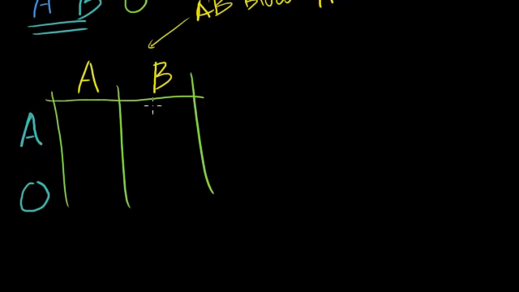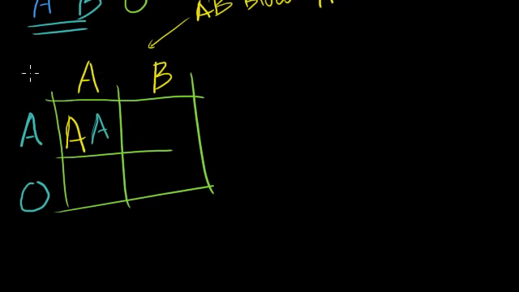For this couple right here? Well, you could get this A and that A. So you get an A from your mom, and you get an A from your dad right there. Clearly in this case your phenotype is A blood type. You could get the A from your dad, and you could get the B from your mom, in which case you have an AB blood type.